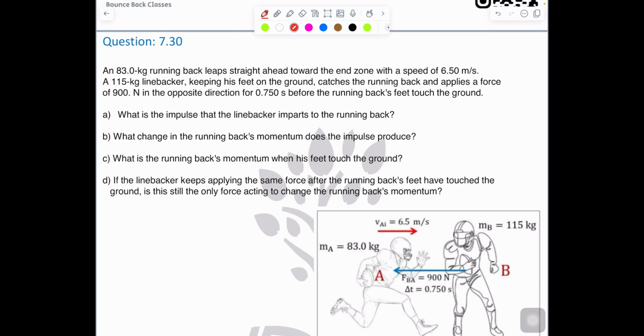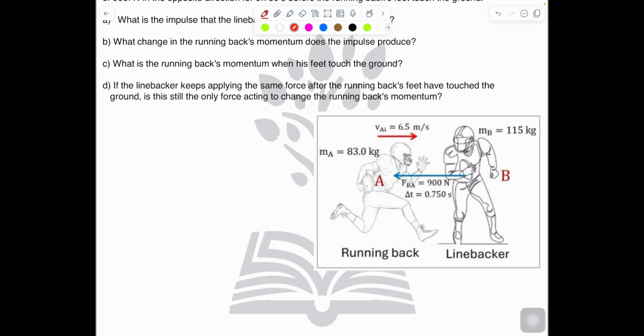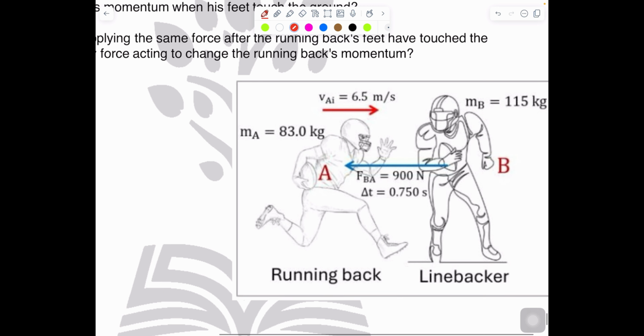An 83 kg running back. You need to understand first what a running back is and what a linebacker is. There is a game where one player is running, and his name is running back. The one who is opposing him is the linebacker. Clear? And the major thing you need to understand: there is one part which is in the air and one part when his shoes touch the ground. These are the major things.